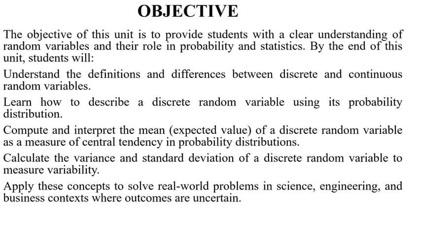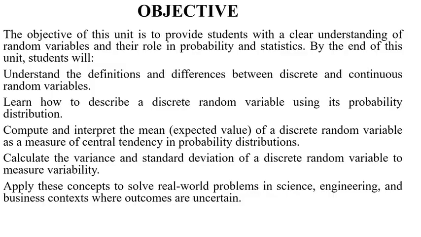The objective of this unit is to provide students with a clear understanding of random variables and their roles in probability and statistics. By the end of this unit, students will be able to: 1. Understand the definitions and differences between discrete and continuous random variables. 2. Learn how to describe a discrete random variable using its probability distribution.